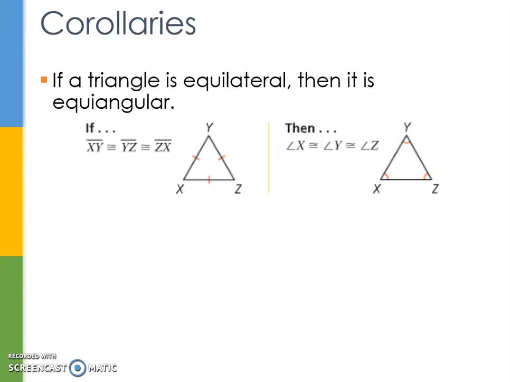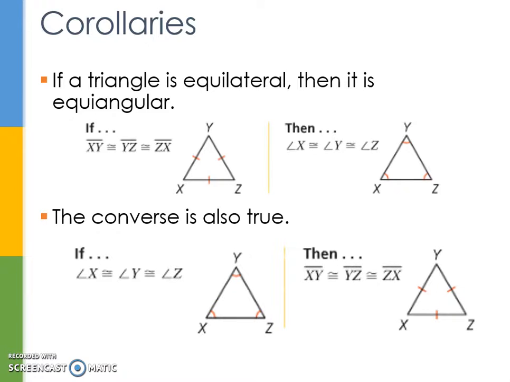If a triangle is equilateral, then it's equiangular. So that means if all three sides are congruent to each other, then all these angles are congruent to each other. The converse of this is also true. If all the angles are congruent to each other, so angles X, Y, Z are all congruent, then sides XY, YZ, ZX will be congruent to each other. So if you take the converse, that is also true.